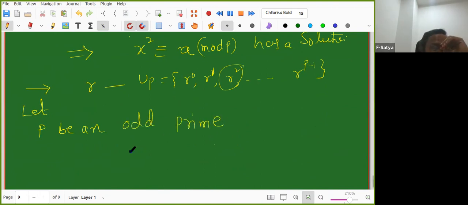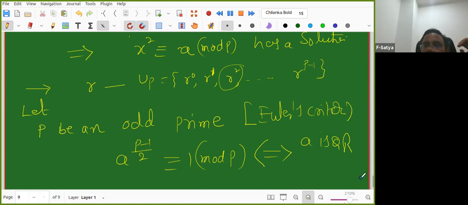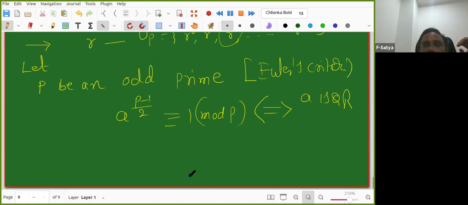Let p be an odd prime. Then a power (p minus 1)/2 is congruent to 1 modulo p if and only if a is a quadratic residue. This we have done. This is called Euler's criterion. Right? Okay, good. But now I'll say more actually.